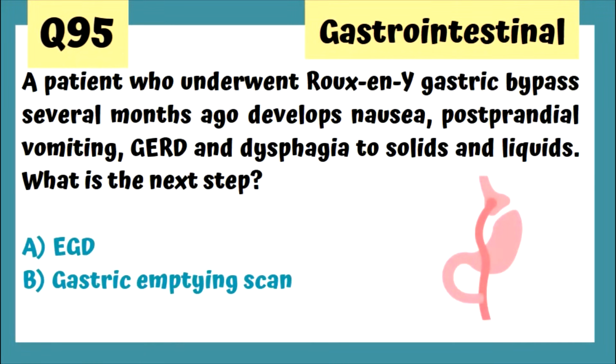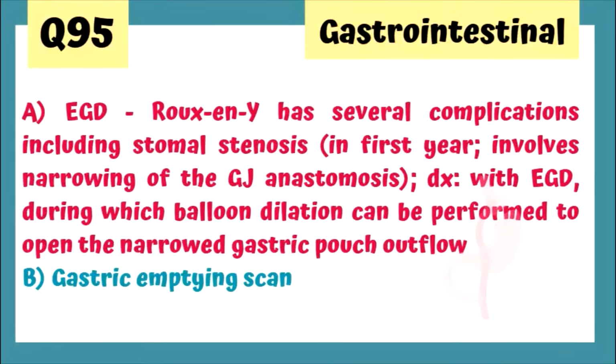All right. Question 95. A patient who underwent Roux-en-Y gastric bypass several months ago develops nausea, postprandial vomiting, GERD, and dysphagia to solids and liquids. So this is a complication of the gastric bypass. What's the next step? So here we want to get an EGD because here we're dealing with a stomal stenosis. Stomal stenosis is a complication of Roux-en-Y. It occurs in the first year and it involves narrowing of the GJ anastomosis. Diagnosis, as we mentioned, is with EGD, during which balloon dilation can be performed to open the narrowed gastric pouch outflow. That's the answer over here.